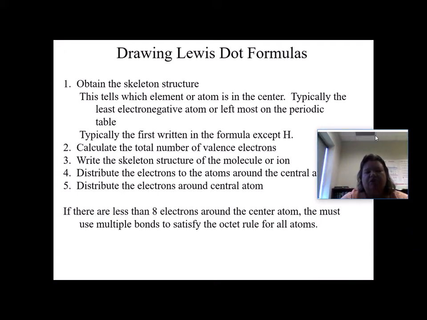And the last step, which is not numbered because you don't always have to do it, but you want to check it: if the central atom does not have 8 electrons, then you need to use multiple bonds to satisfy the octet rule. So only use a double or a triple bond if the inside atom does not see 8 electrons. One more time: use double bonds or triple bonds if and only if the center atom does not see 8 electrons when you've given up all the electrons. Okay?